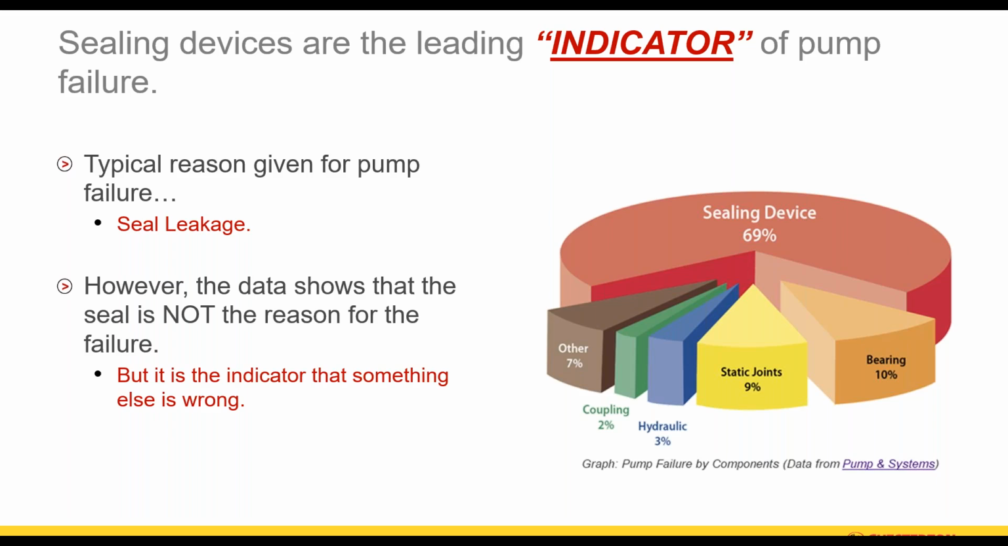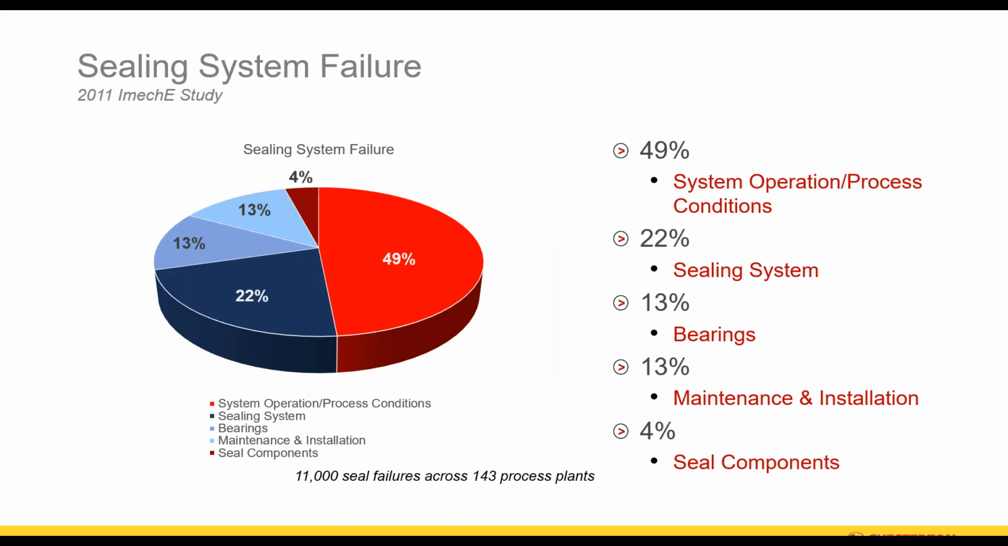But, and this is the real important but, the data shows that the seal is not the reason for most failures. It's the indicator that something else is wrong. And some of you have probably seen this data. This is from a study that was published back in 2011. It's a really good study of pump and seal failure because it looked at over 11,000 seal failures across 143 different process plants. And very detailed seal failure analysis work was done.